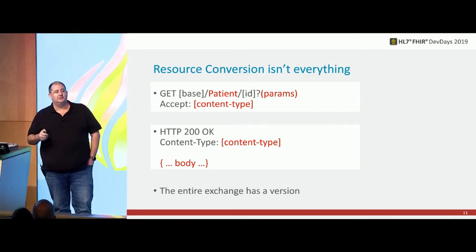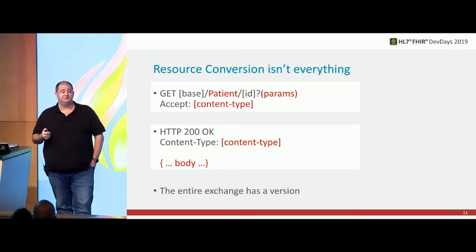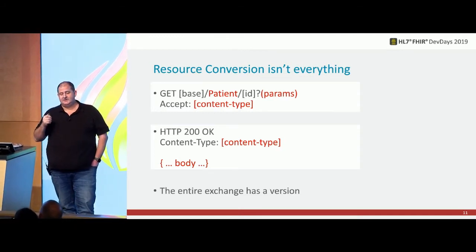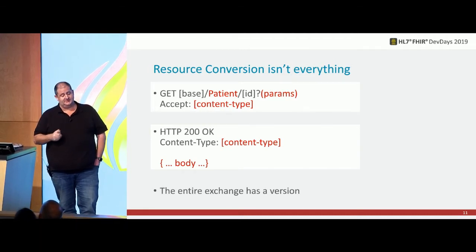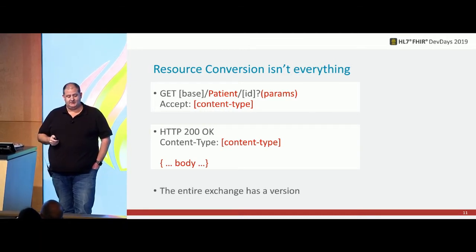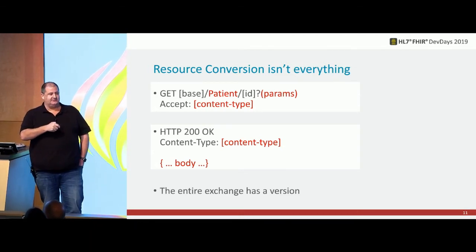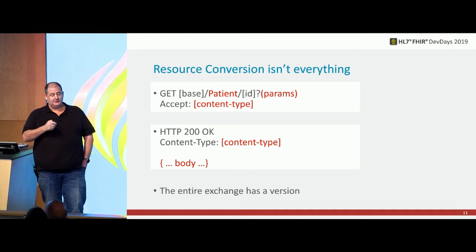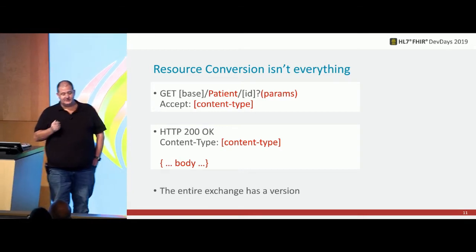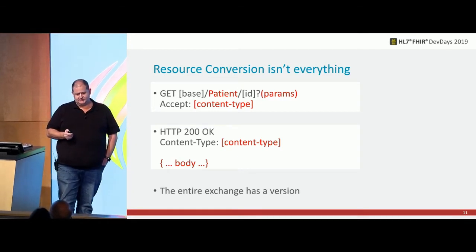The name of the resource varies with the version. We rename resources. So the entire exchange has a version. It's not just the resource that has a version. And we have no framework except for one very specific place, asking for a different version between request and response. So the entire exchange has a version.